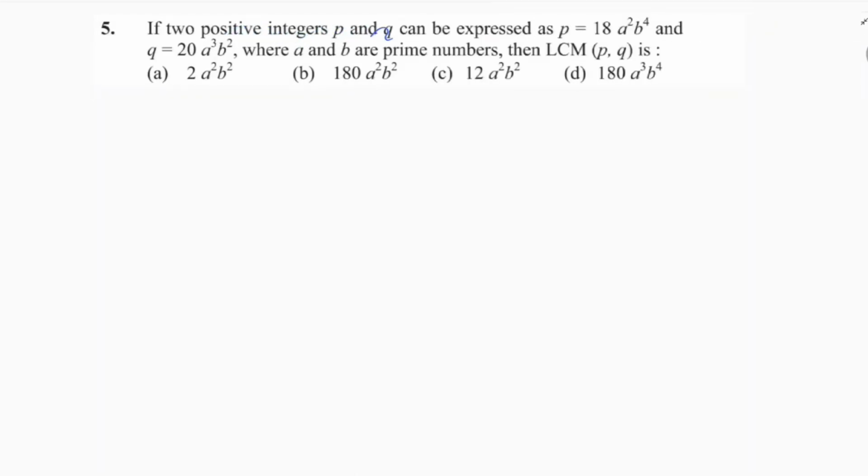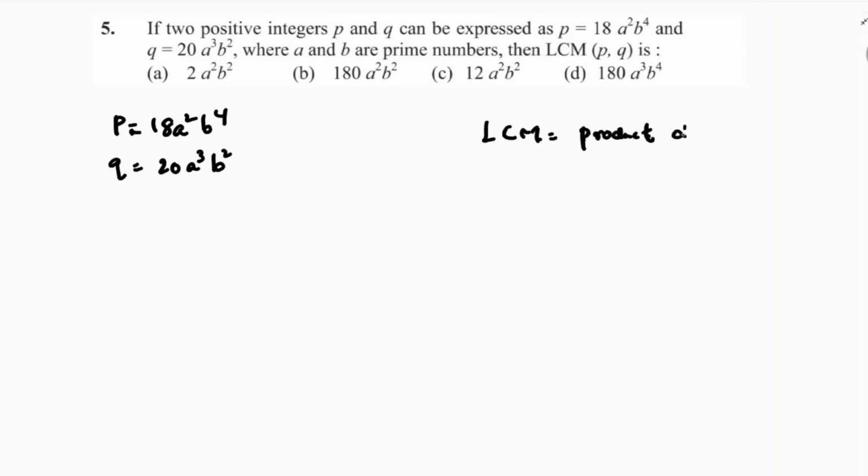If two positive integers p and q can be expressed as p equals 18 a square b power 4, and q equals 20 a cube b square, we need to find the LCM. LCM is the product of prime factors with the highest power.